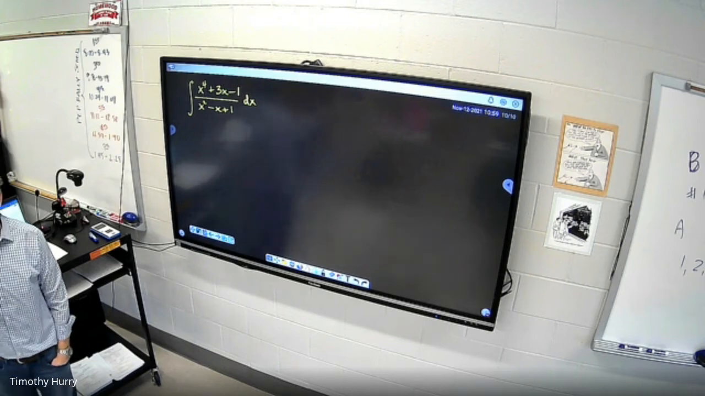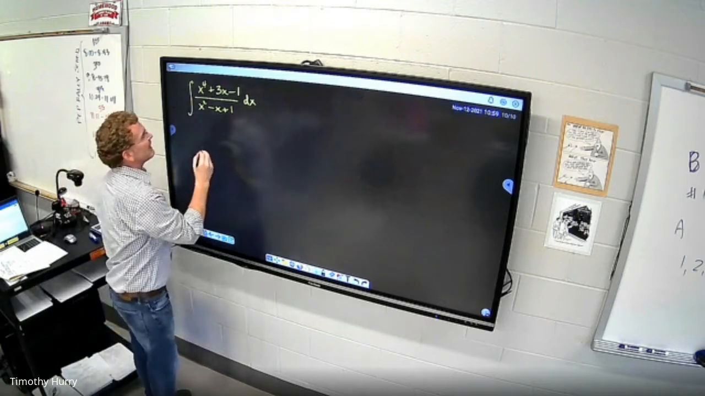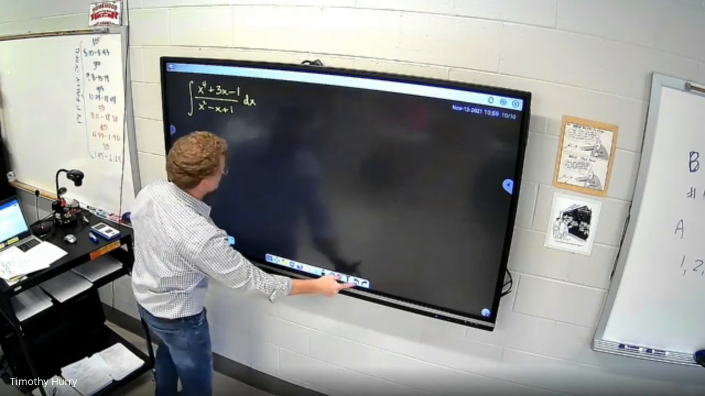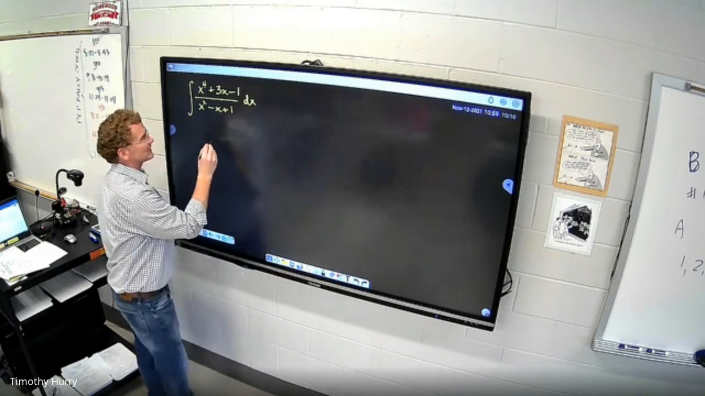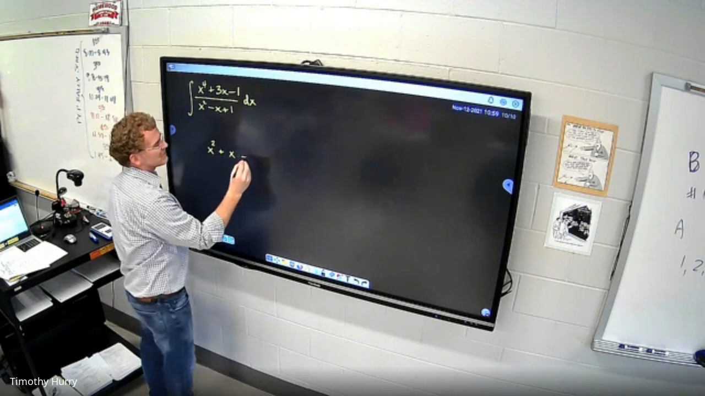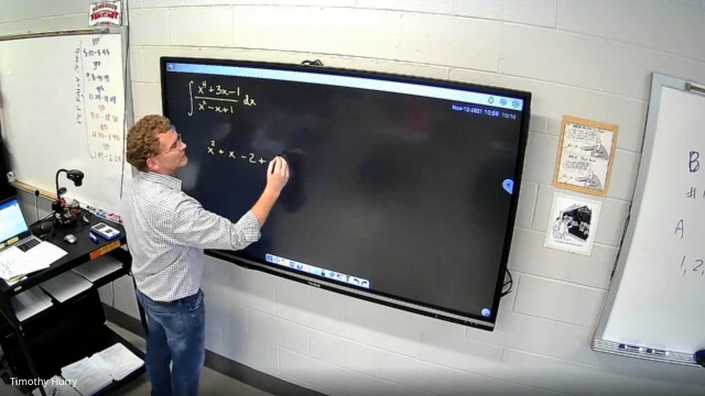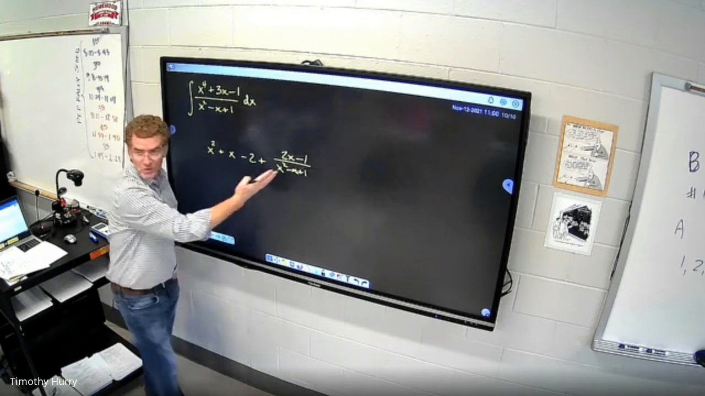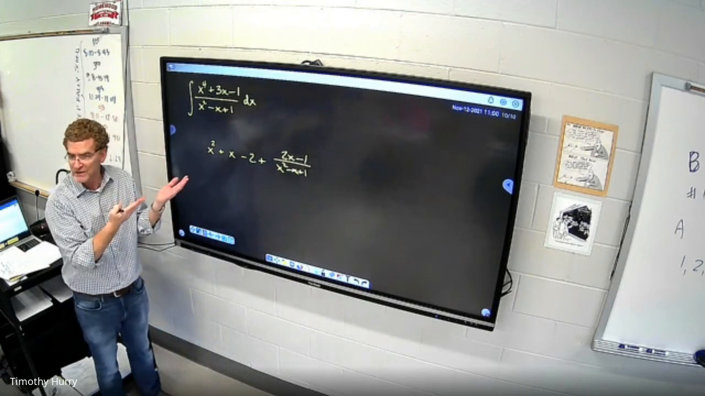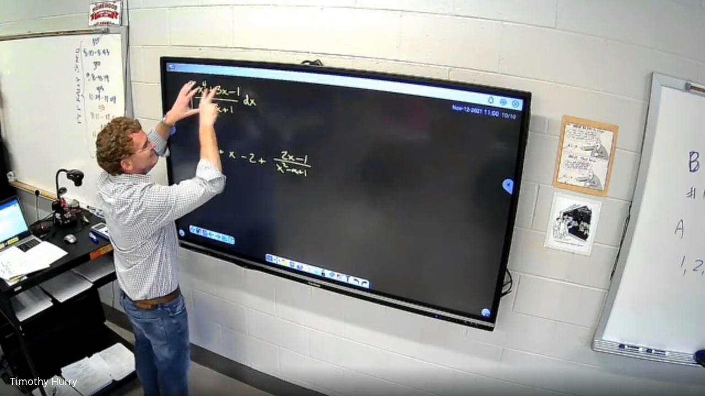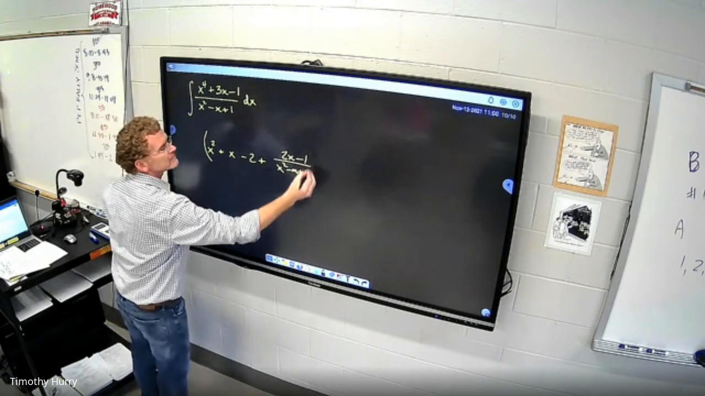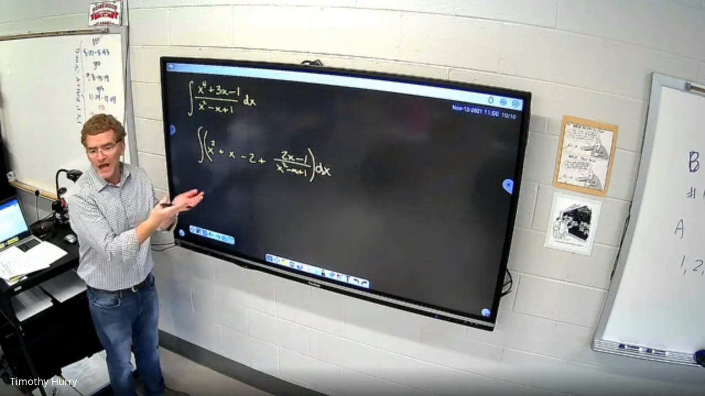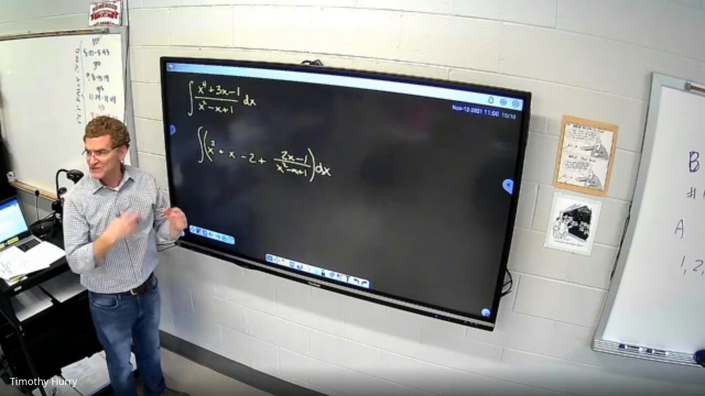So if I ended up with something like, when I do the division here, something like x squared plus x minus 2 plus, I don't know, 2x minus 1 over x squared minus x plus 1. Isn't that totally something I could end up with when I do division? So I just basically replace that with this, and I integrate that. Now, this is not what you end up with, although that might be close.